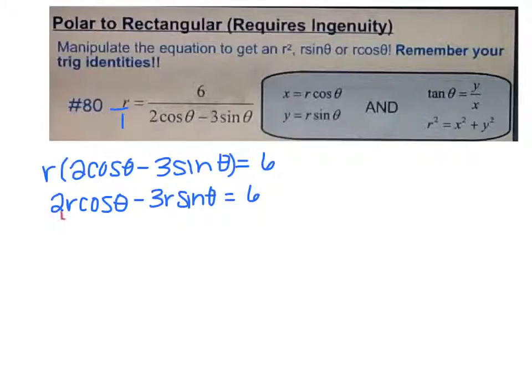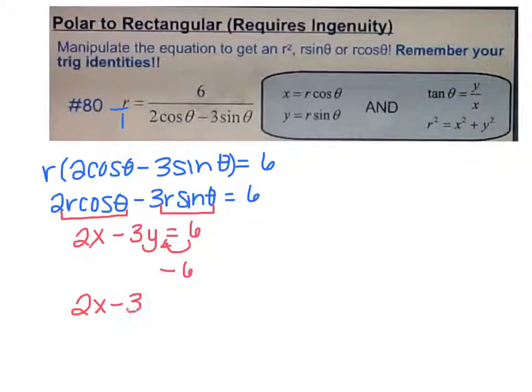Let's do some substitution. I know that r cosine theta is x, so I have 2x right here. R sine theta is y, so I'm going to substitute y. We're going to put this into standard form, so we want it to equal 0, and I want my x to be positive. So let's move this over by subtracting 6. My final solution here is 2x minus 3y minus 6 equals 0.